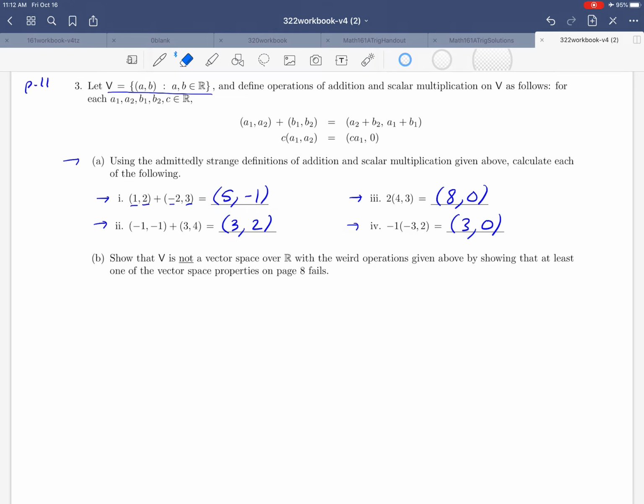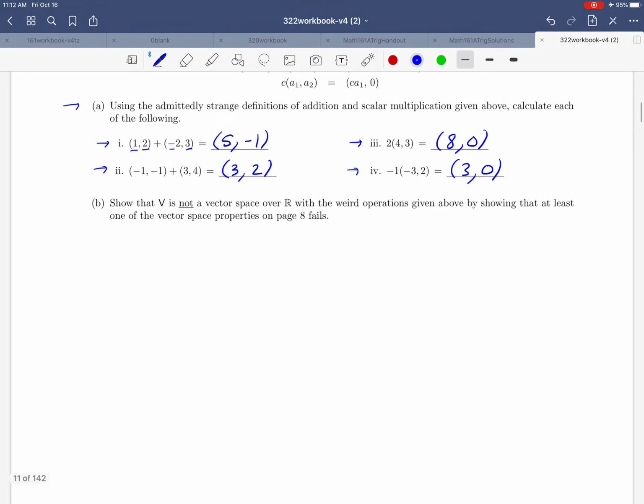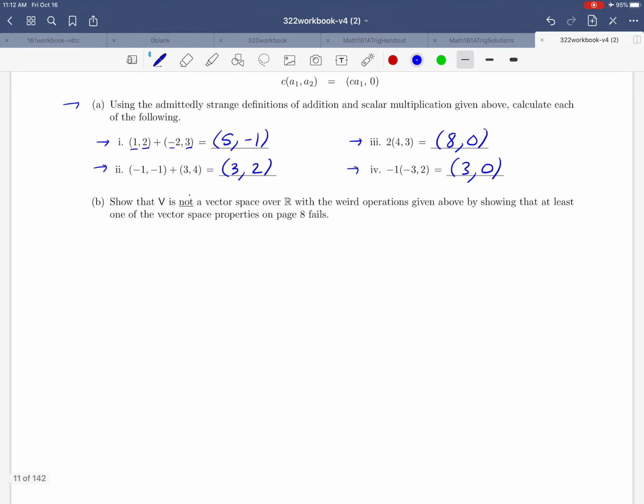Okay. So, next question then is, we'd like to show that V is not a vector space with these weird operations that we defined. Okay, so in other words, we can define addition and multiplication in this strange way, but we kind of have to accept the fact that we're not going to get a vector space as a result of that. Okay, so how do we show that this is not a vector space?